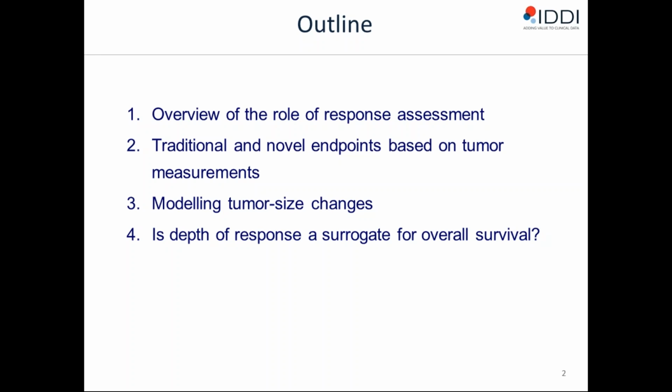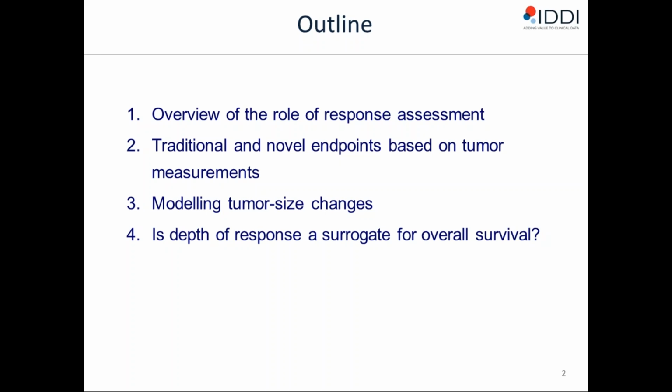So the plan today for Tomasz and myself is to provide you with an overview, at least our view, of tumor size-based measurements as endpoints in clinical trials. We'll do this first by providing you with an overview of the role of response assessment in oncology in general and in clinical trials in particular.